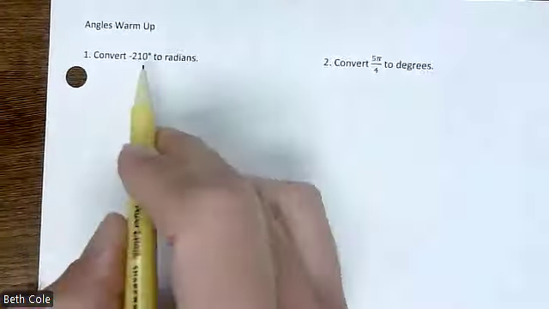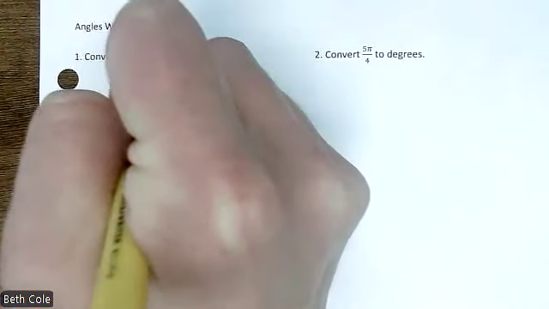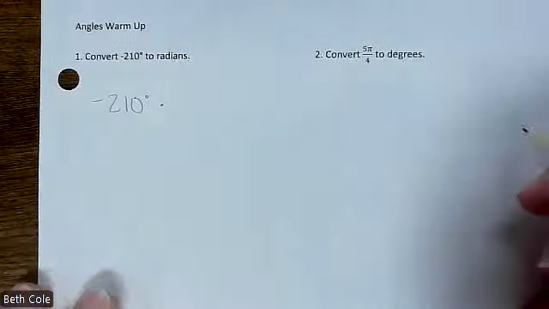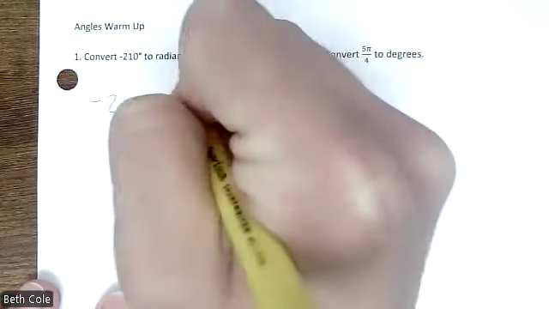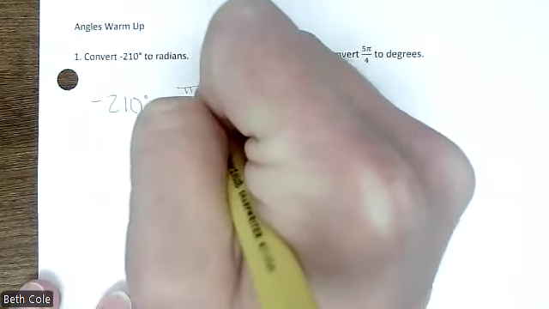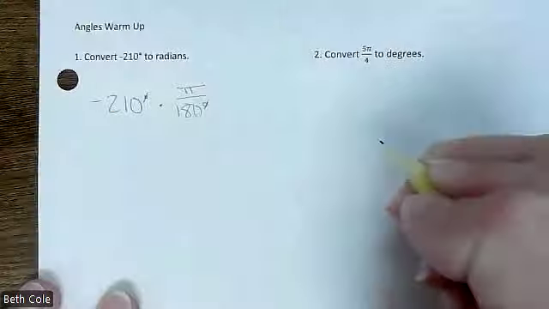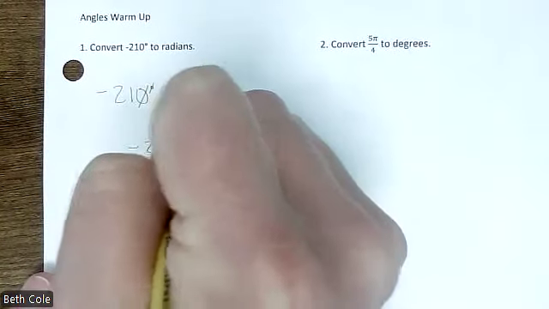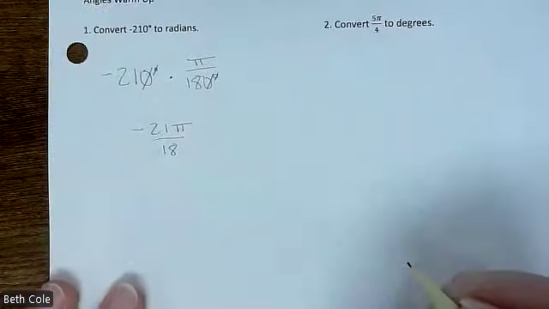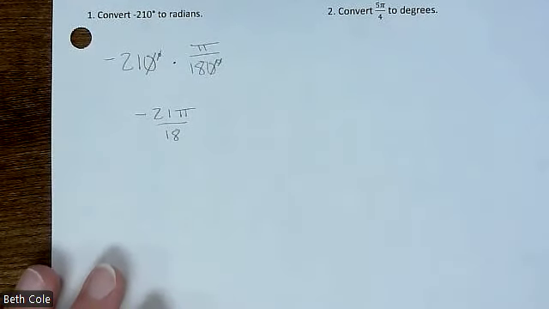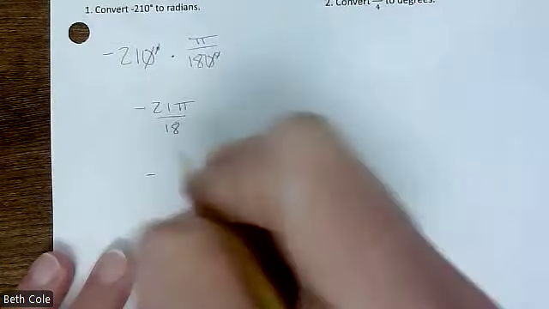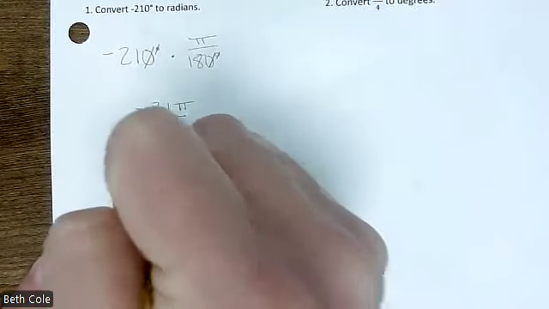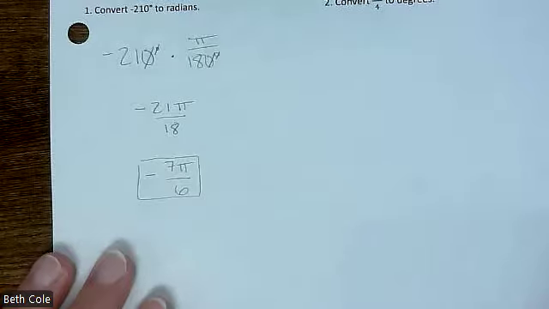All right, so if you convert degrees to radians, you're going to multiply by what? Pi over 180. Your degrees cancel and your zeros cancel. So that gives you negative 21 pi over 18. And then that reduces, they'll both divide by what? 3. So negative 7 pi over 6. Did that one go? Yep.